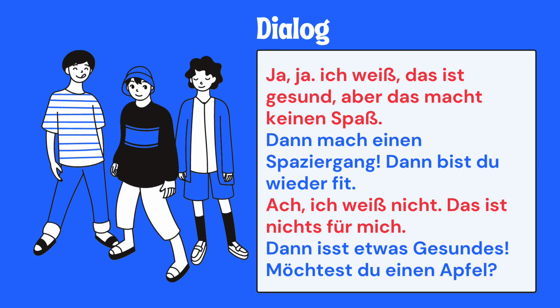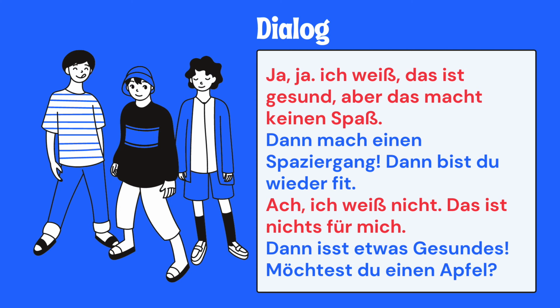And then the guy says, ach, ich weiß nicht, das ist nichts für mich. Then the guy says like, I don't know, that's not for me. Dann iss etwas Gesundes. Then eat something healthy. Möchtest du einen Apfel? Would you like an apple? So on this one, we can see that there are some imperative forms used here. For example, mach einen Spaziergang. So which meaning go for walking, yeah? So mach Spaziergang.